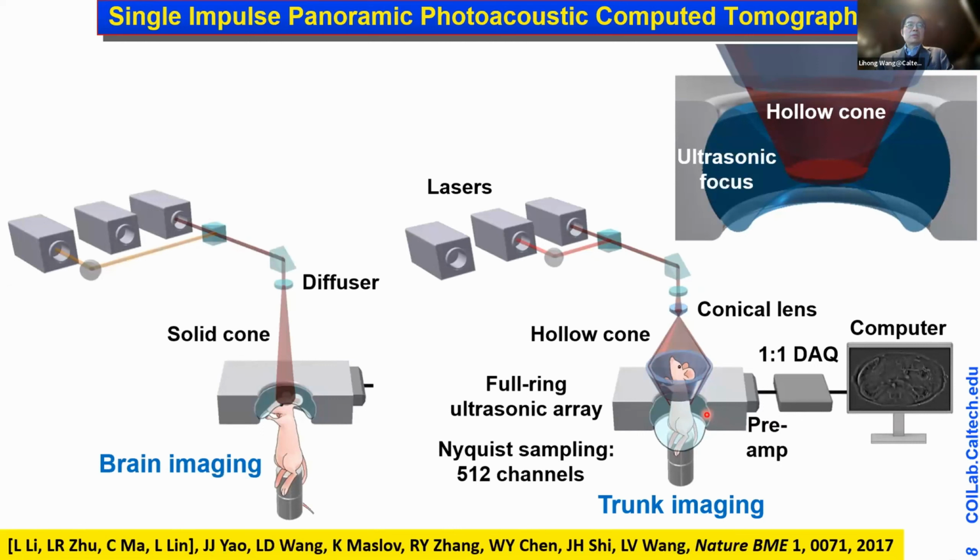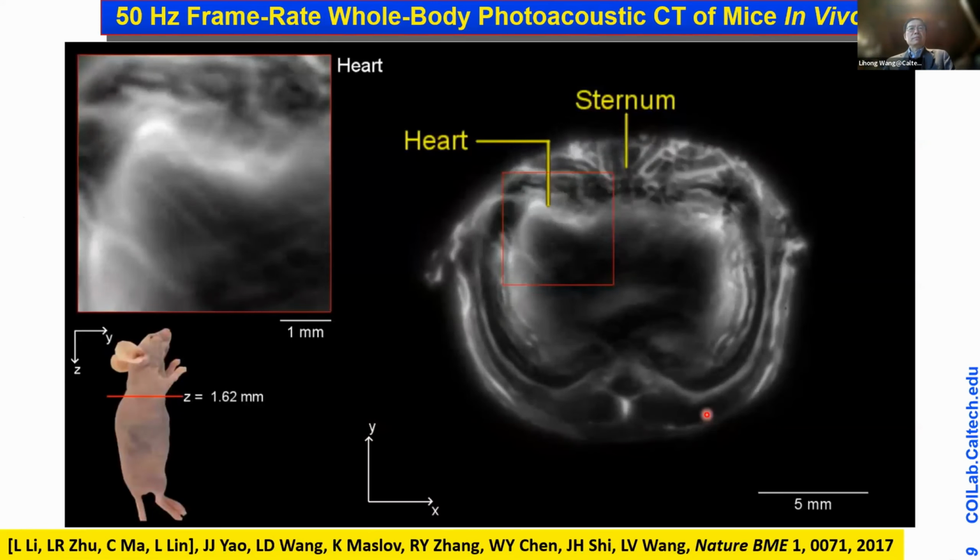The system can be reconfigured for brain imaging. Here we use a diffuser to form a solid cone beam to maximally deliver laser energy to the brain. And the rest of the system is very similar in operation.